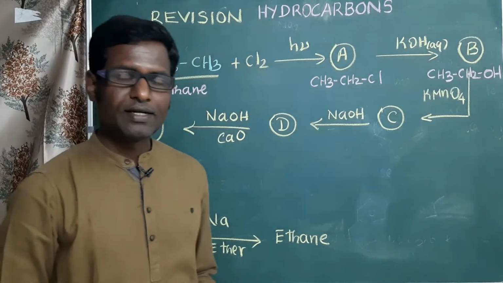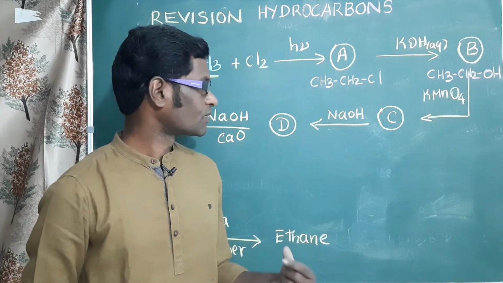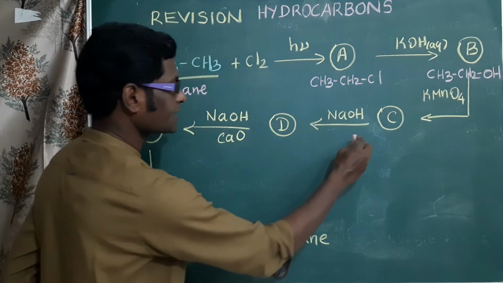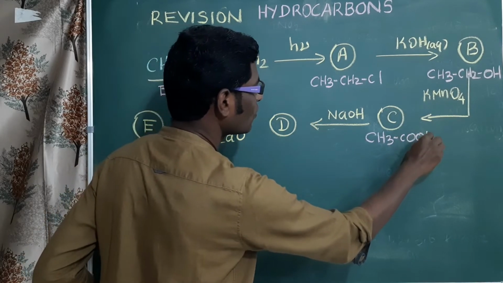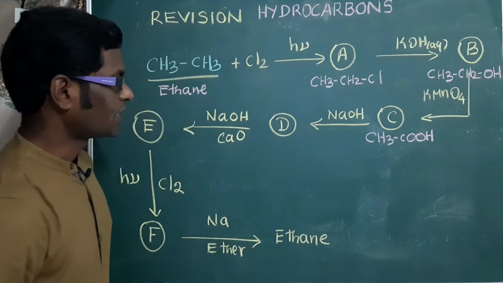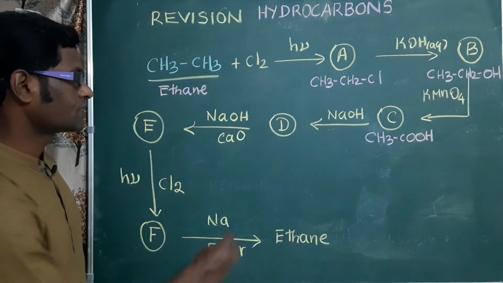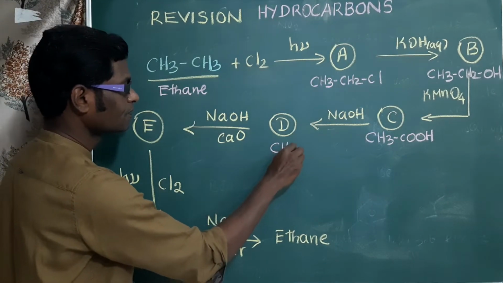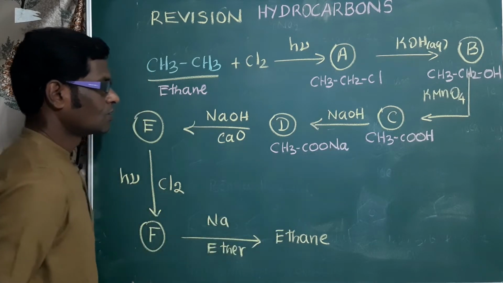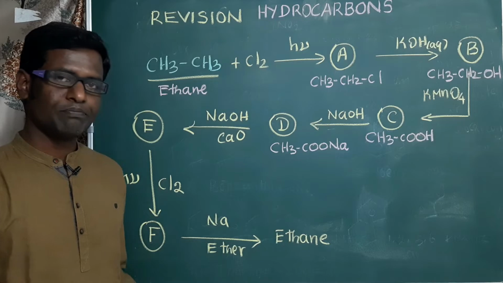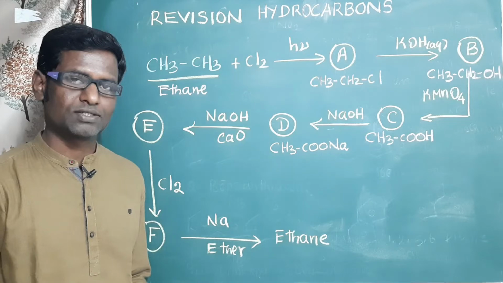When ethanol is treated with KMnO4, it acts as a strong oxidizing agent. It will be oxidized to the corresponding acid. What is the corresponding acid? Ethanoic acid, CH3COOH. When ethanoic acid is treated with sodium hydroxide, we will get the corresponding salt, sodium ethanoate. Molecular formula CH3COONa.